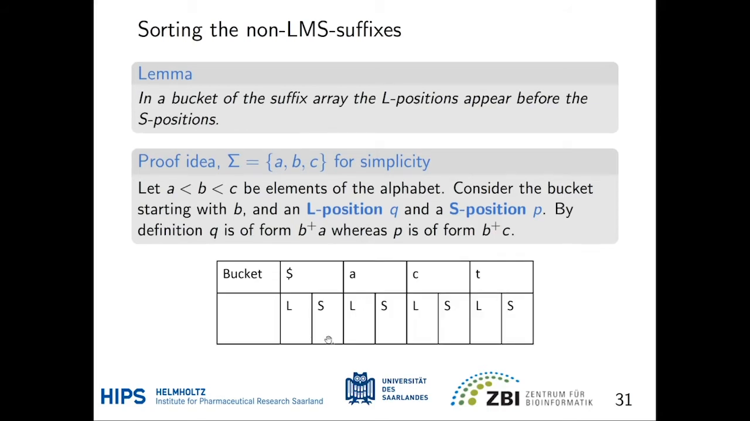So every bucket can be split in 2 parts. The first one corresponds to all L positions, and the second corresponds to all S positions, and they are always going to be sorted with first L positions and then S positions. If you are attentive, you would know that for the sentinel character bucket, there's going to be no such split because the suffix corresponding to the sentinel character is always an S position.